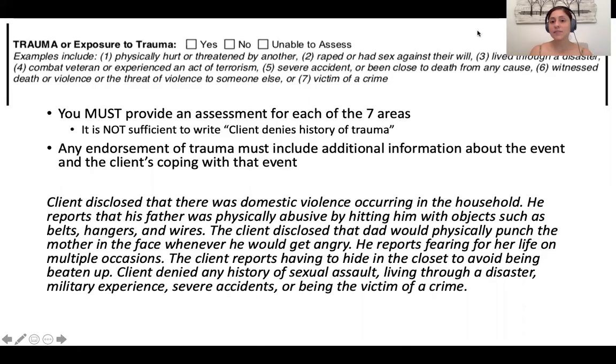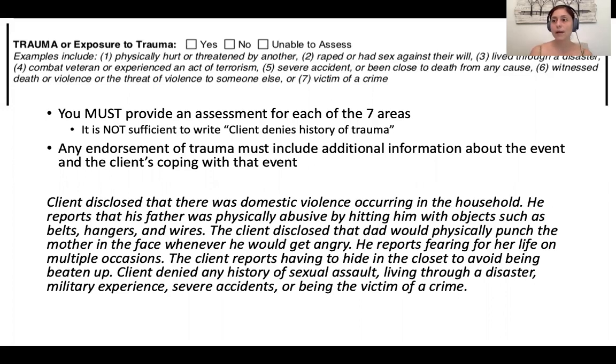Finally, in the last piece of this section, we are assessing for trauma exposure, and DMH wants you to assess specifically for the 7 areas cited. This means that you must assess for each of these and indicate your assessment below. You should not write, client denies any history of trauma exposure, because this makes it seem like you didn't assess these areas. You can either ask about these areas directly, or you can use a trauma assessment tool, such as the Brief Trauma Questionnaire or PTSD checklist.